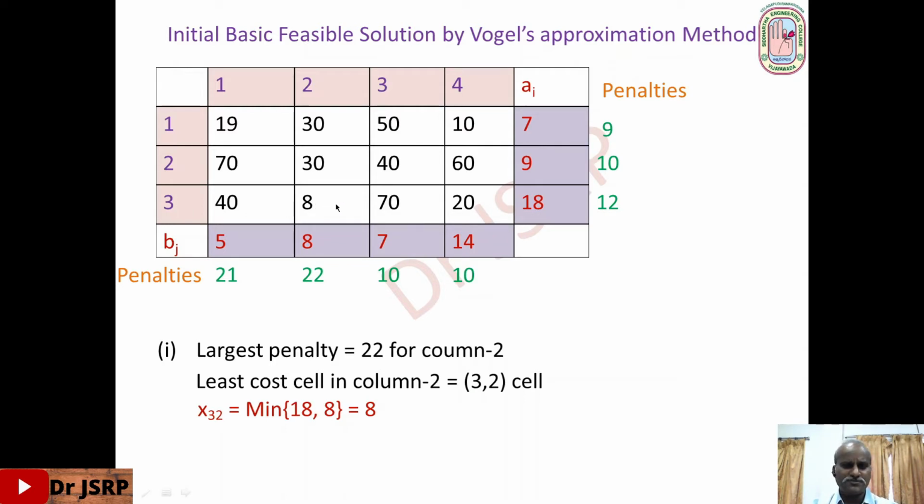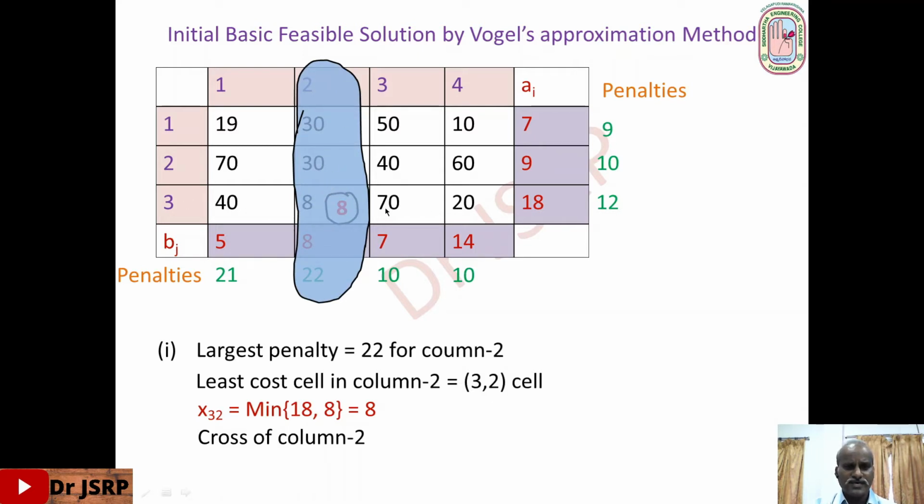So the number of units to be transported, X32, equals the minimum of the corresponding available amount 18 and the corresponding required amount 8. So the minimum of 18 and 8 is 8. So write 8 here and circle it. It is a basic cell. Observe which constraint is satisfied here. The column constraint is satisfied, since the required amount is 8, so 8 units are obtained. That means cross off column 2.